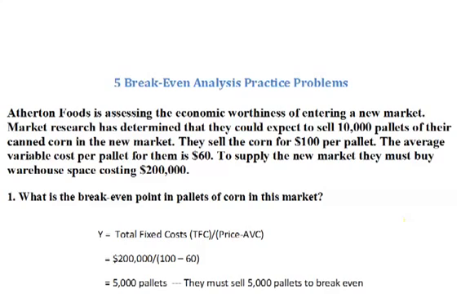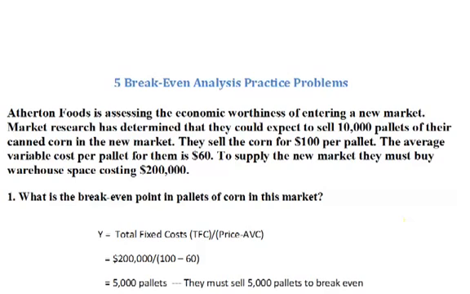We're trying to figure out if we want to enter a new market with a new product. Market research says that we could sell 10,000 pallets of canned corn in this new market. Each pallet sells for $100, the average variable cost per pallet is $60, and to supply that market we must buy warehouse space, with fixed costs of $200,000.